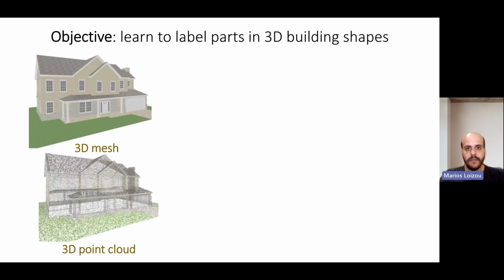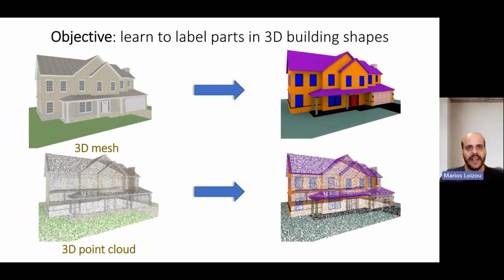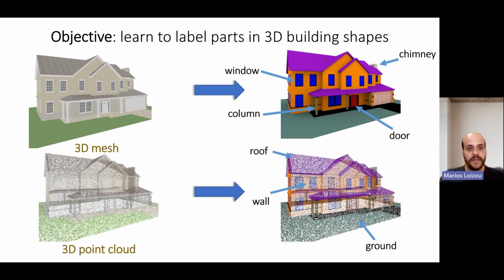The objective of the BuildingNet Challenge is to advance the field of part segmentation in the context of 3D buildings, represented either as 3D meshes or point clouds. The challenge aims to promote the development of robust and efficient algorithms that can accurately segment different parts of 3D buildings, such as roofs, walls, doors, windows, and so on.